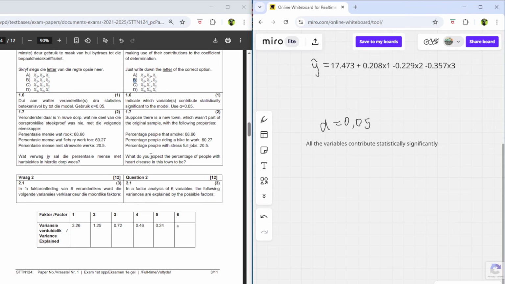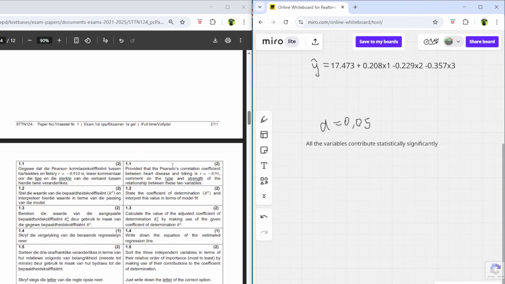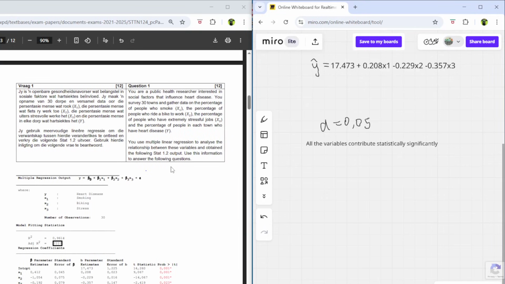So remember, for this main scenario, we were testing the percentage of people in each town who have heart diseases. So heart disease is Y. We determine Y using x1, x2, and x3. And we have a formula for determining Y. This is the determined Y. We use this formula for that. So this is x1, x2, and x3.